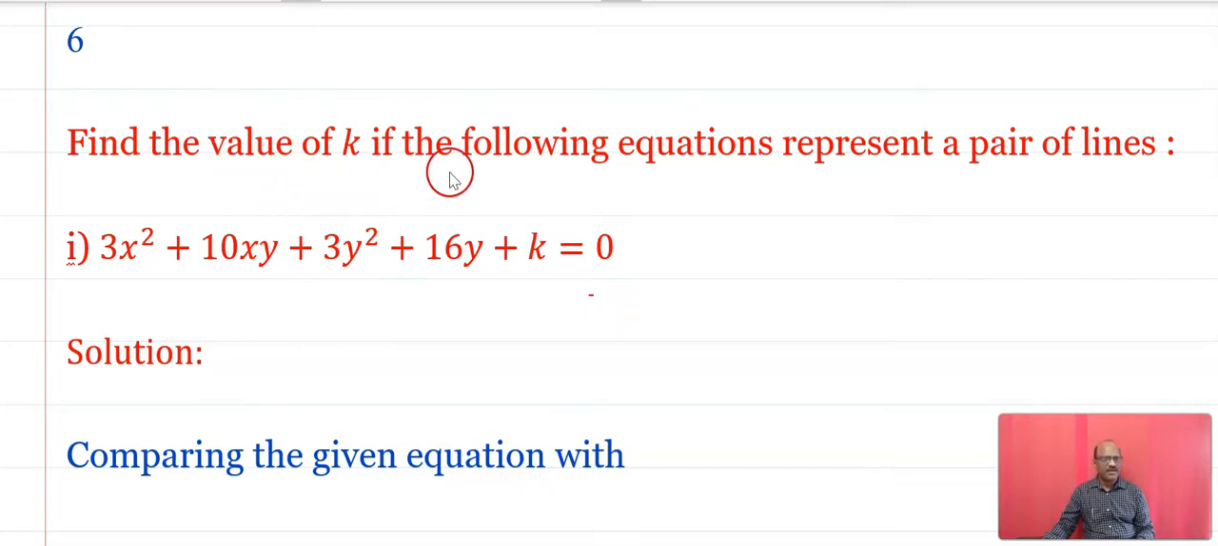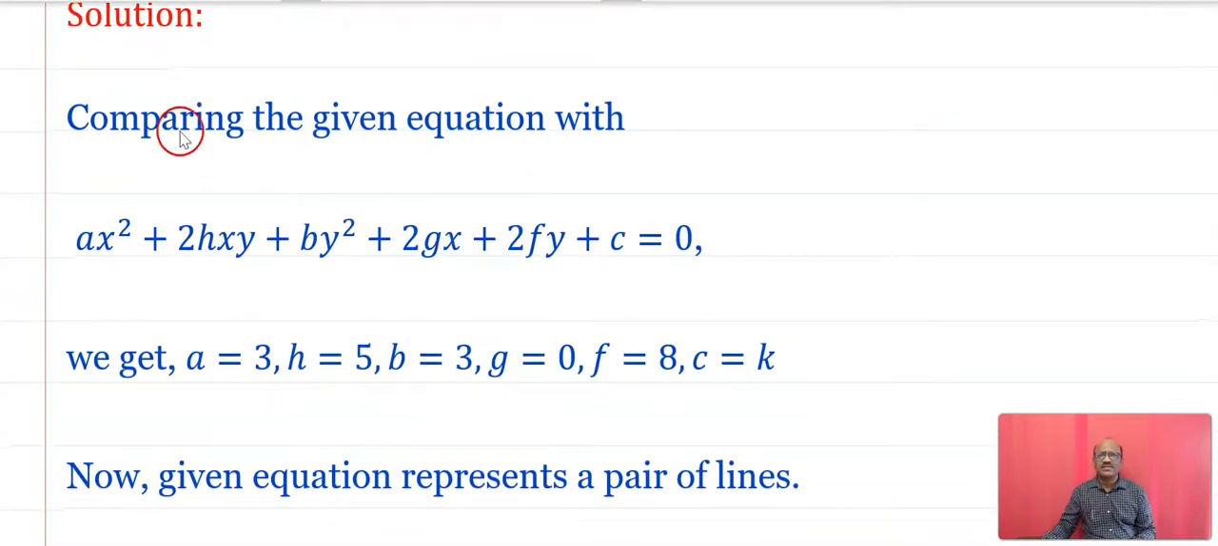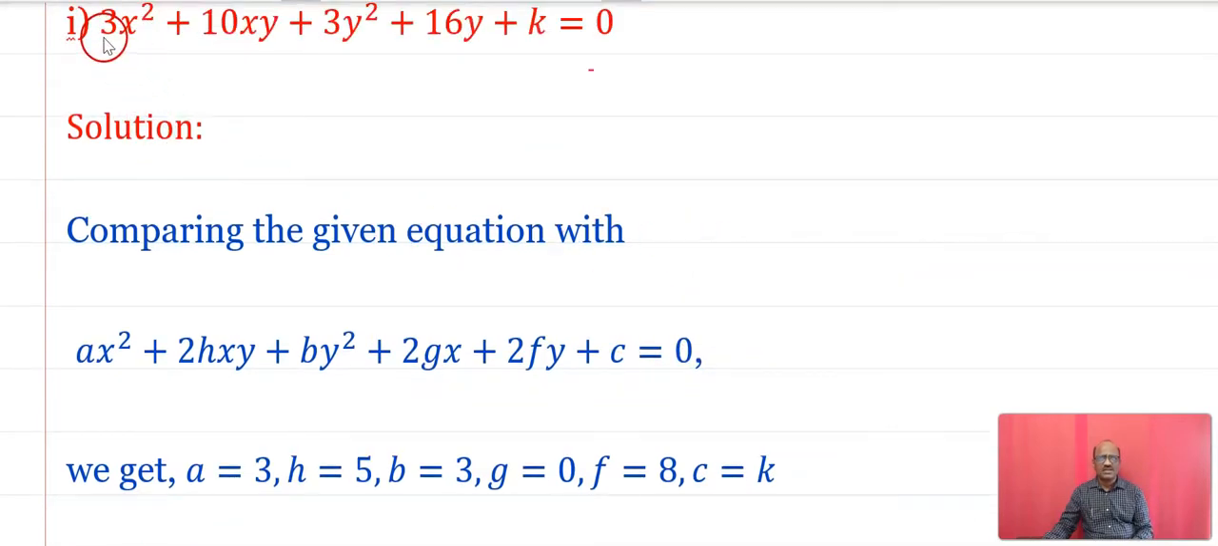Find the value of k if the following equation represents a pair of lines. Okay, 3x square plus 10xy plus 3y square plus 16y plus k is equals to 0. Again comparing with the general equation, which is ax square plus 2hxy plus by square plus 2gx plus 2fy plus c is equals to 0. Then what are the values? a is 3, h is 5, b is 3, g, the coefficient of x is not present there. Therefore value of g is 0. What about 2fy is equals to 16y and that's why f is 8 and c is equals to k.